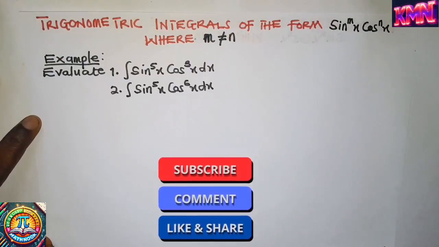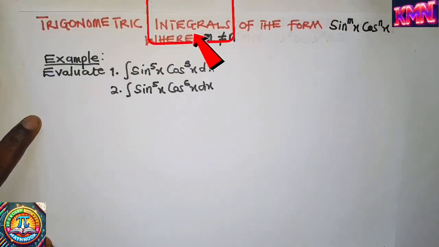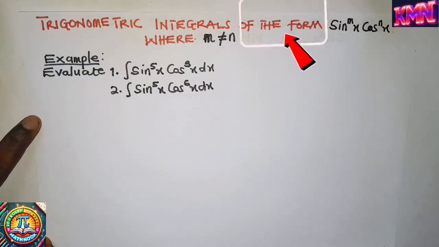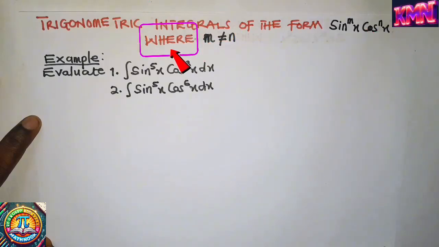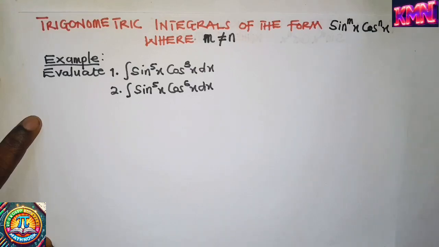We are still on trigonometric integrals. Today we are looking at trigonometric integrals of the form sine power m x cosine power n x, where the m and n are not the same. So this simply means that the m and n can either be both odd but not the same values, or can be even or odd number. And with this, we will focus on these two examples.